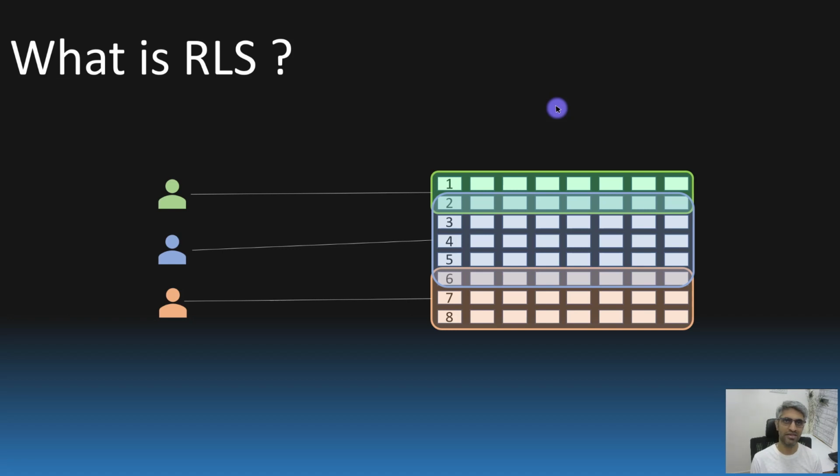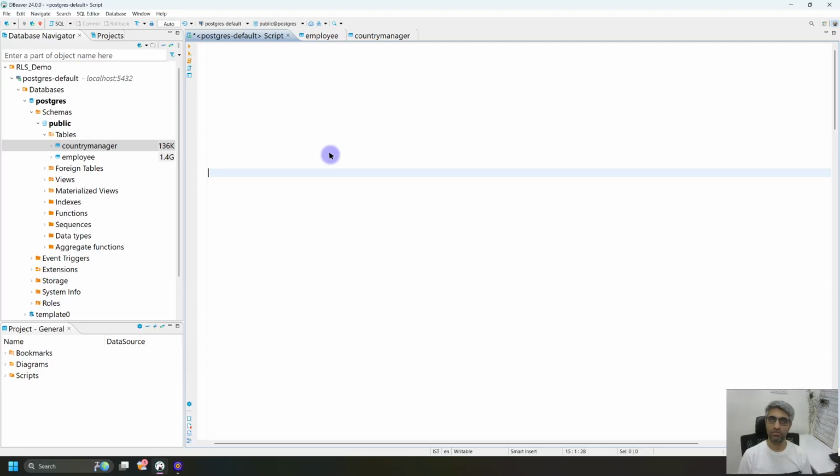So how do you set up a rule that ensures that the users can only see the data that they're supposed to? And that feature of a database that supports or that enables you to set up this rule is called a row level security. So now that we know what RLS is all about, let's set up RLS from scratch.